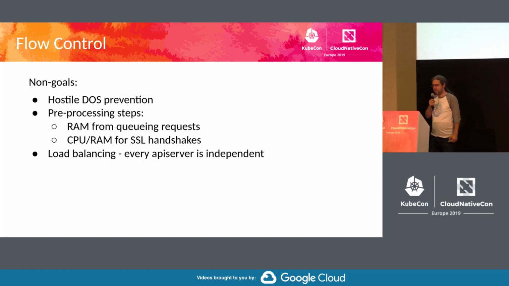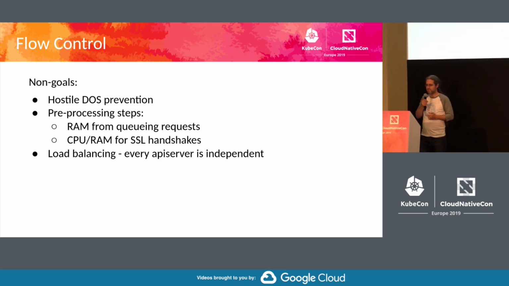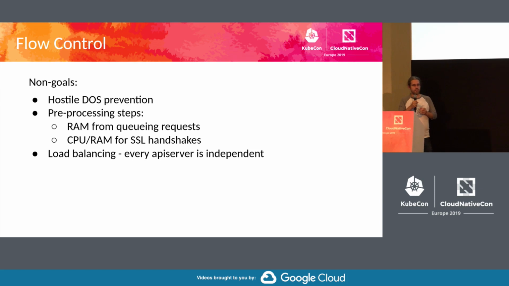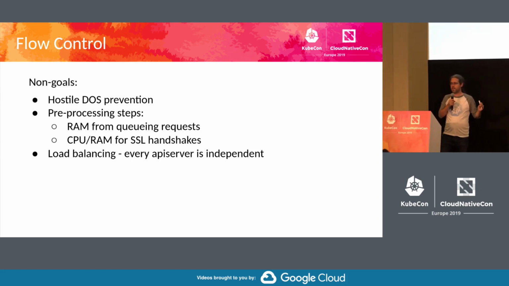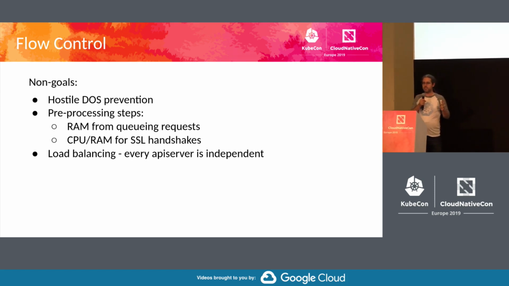In order to get something out in a reasonable amount of time, we took on some non-goals. This is not a solution for hostile DOS prevention, because it doesn't protect the SSL handshaking or the queue itself. So we're not quite all the way there to solving that problem, but hopefully you don't have that problem yet. Eventually we will.